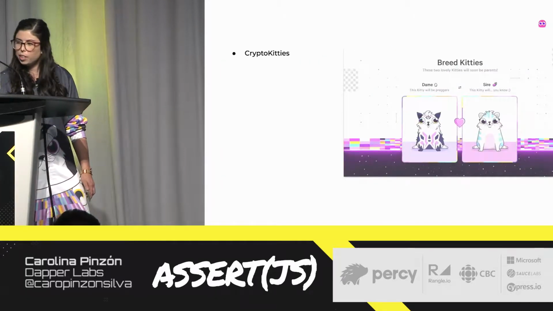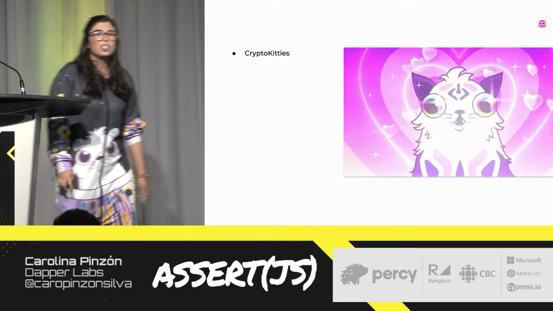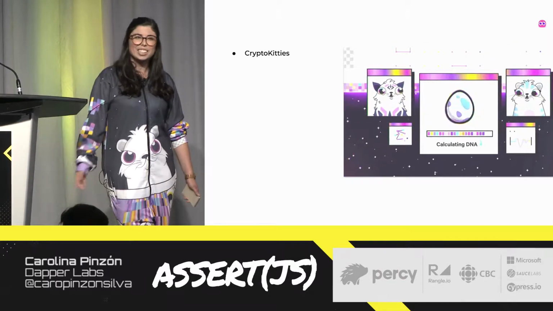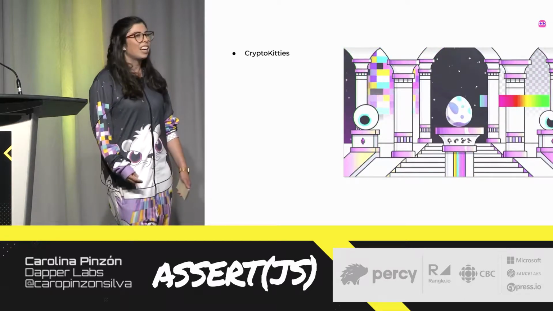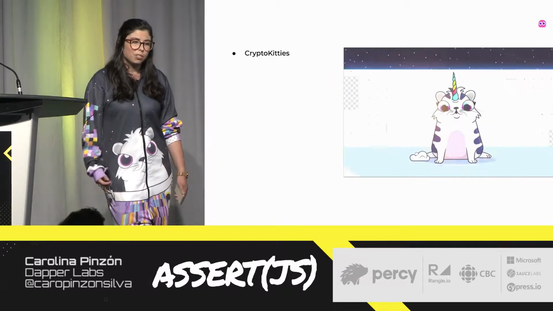So some examples that we have in Dapper Labs, we have CryptoKitties, which is a game where you can collect and breed one-of-a-kind creatures or assets that we call kitties. And each of these kitties has specific traits that make it special.